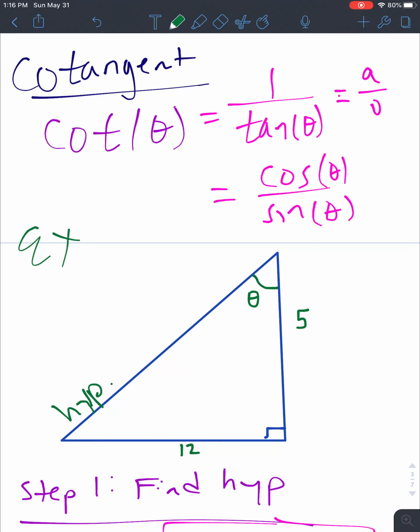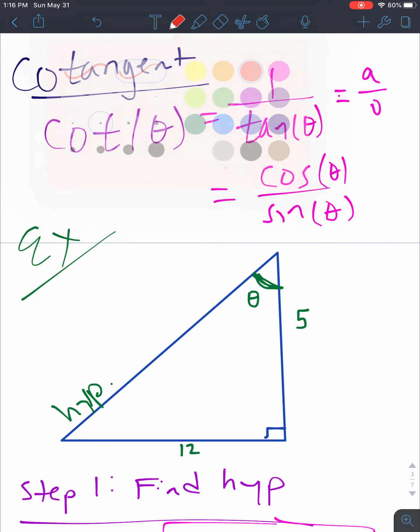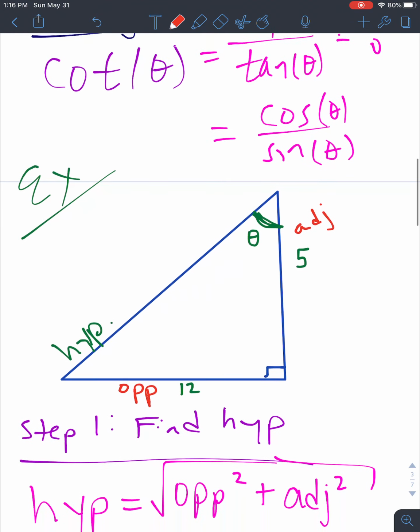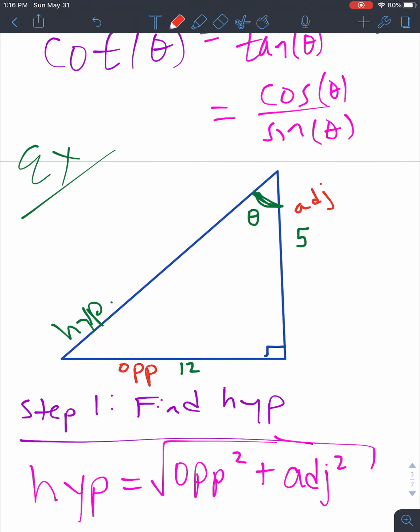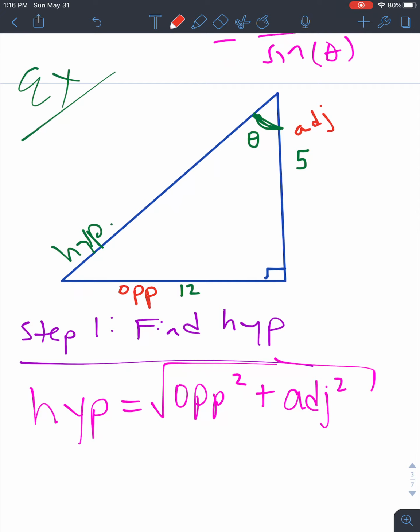So, in working with this example, we have a hypotenuse of unknown length, an angle theta up here, and then we have an adjacent side of 5 and an opposite side of 12. So I'm going to identify opposite and adjacent. All right. Our first step is to find out what the hypotenuse is. And for this, we need the Pythagorean theorem, right? That a squared plus b squared equals c squared. Well, I wrote it in terms of the hypotenuse. So the hypotenuse is the square root of the opposite side squared plus the adjacent side squared.